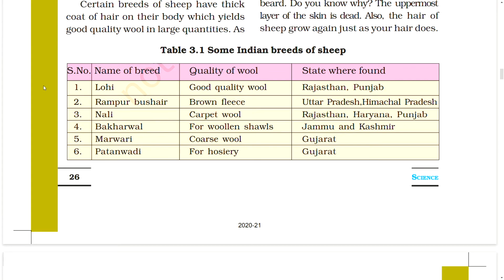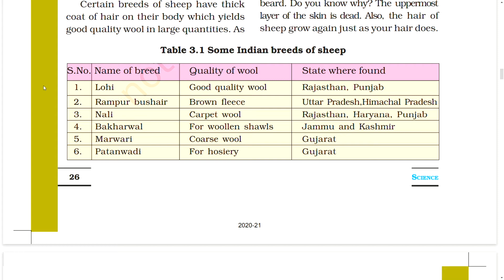Table: some Indian breeds of sheep. Serial number, name of breed, quality of wool, state where found. 1. Lohi, good quality wool, Rajasthan, Punjab. 2. Rampur Bushire, brown fleece, Uttar Pradesh, Himachal Pradesh. 3. Nali, carpet wool, Rajasthan, Haryana, Punjab.